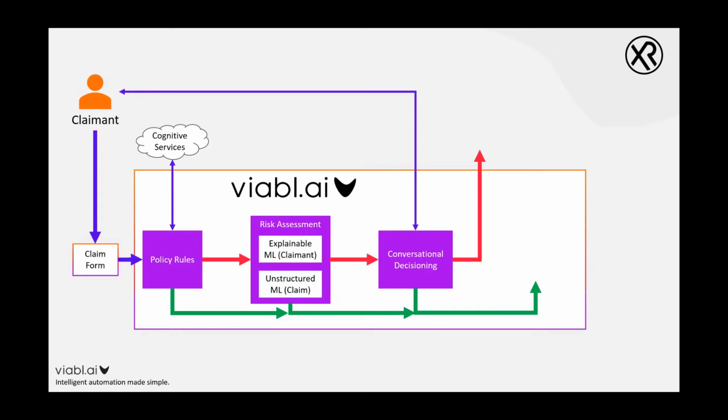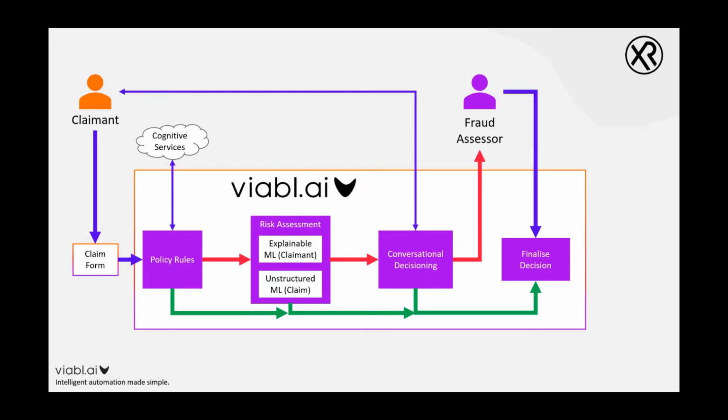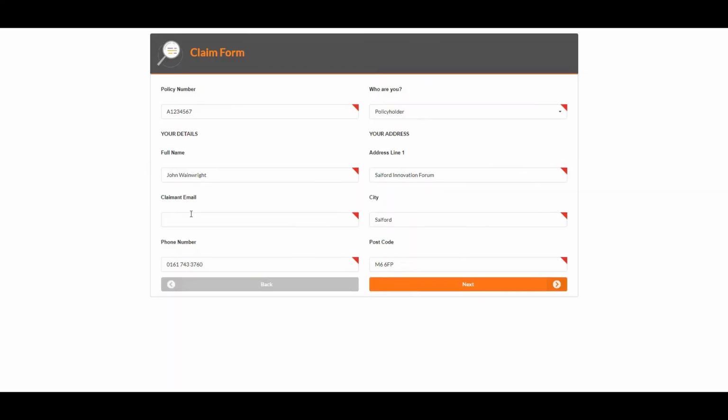Finally, if the claim still looks suspicious, a second human-in-the-loop operation is initiated, this time to pass all the claim details over to a fraud assessor. Based on their decision, either the claim is marked as clear and paid out, or marked as suspicious and reported as fraud. Now, let's see how this looks in Viable AI.